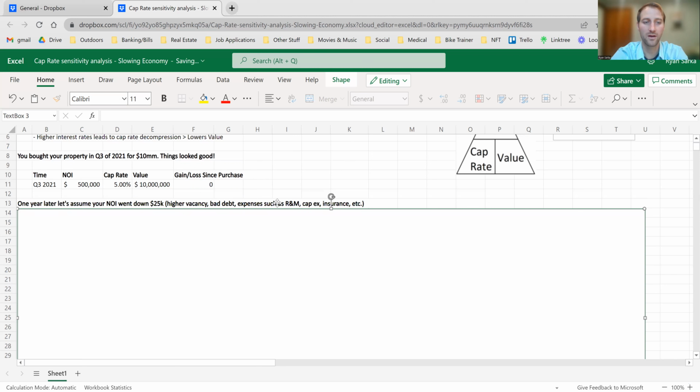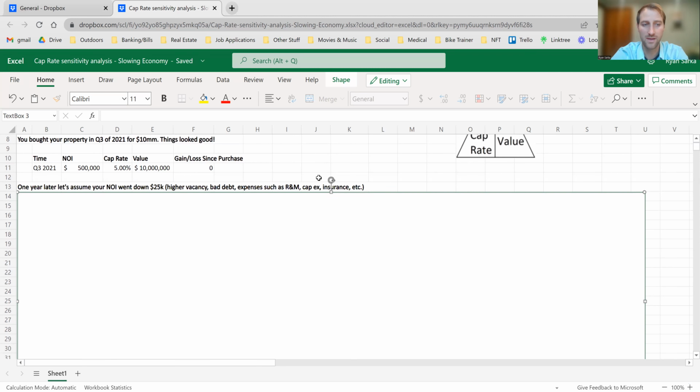But we go a year later. So now it's Q3 of 2022, and your NOI went down $25,000. This was a combination of higher vacancy, you had some bad debt, and your tenants were not all paying their rent. They weren't paying their fees, like their water fees, utility fees, media fees, pet fees, whatever it might be.